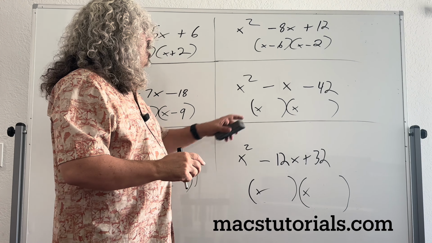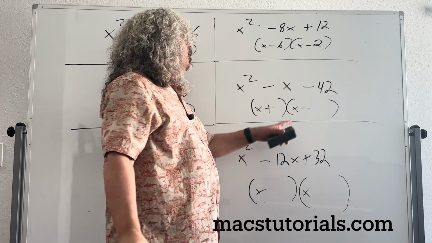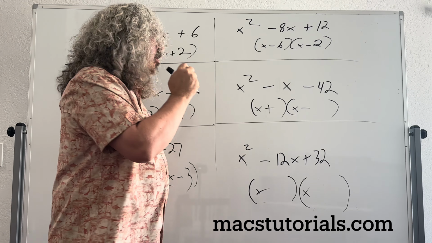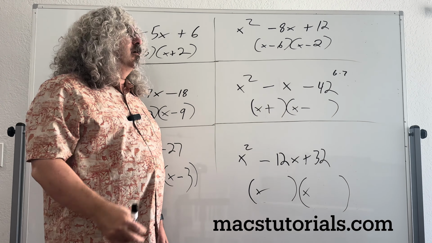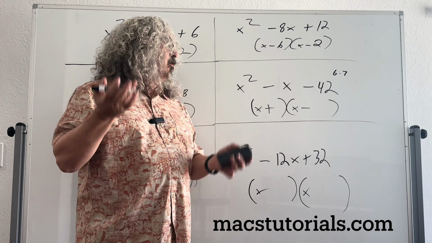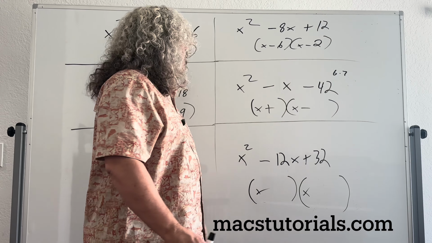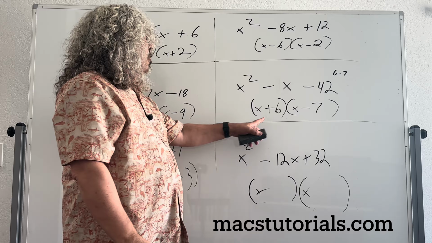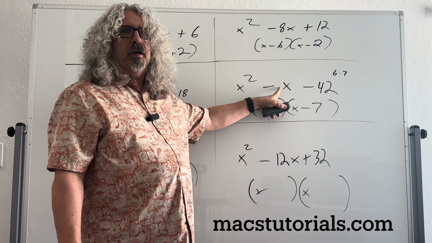Okay, let's do that. Third term is a negative, so my signs are different. What multiplies into 42 but subtracts to 1? Remember, they have to be numbers that are next to each other. In this case, it's going to be 6 and 7. Okay? That's right. Now, the 7 is the larger number, so it's going to go with the minus, and the 6 is going to go with the plus. Positive 6 times negative 7 is negative 42. Negative 7 and a positive 6 is a negative 1.